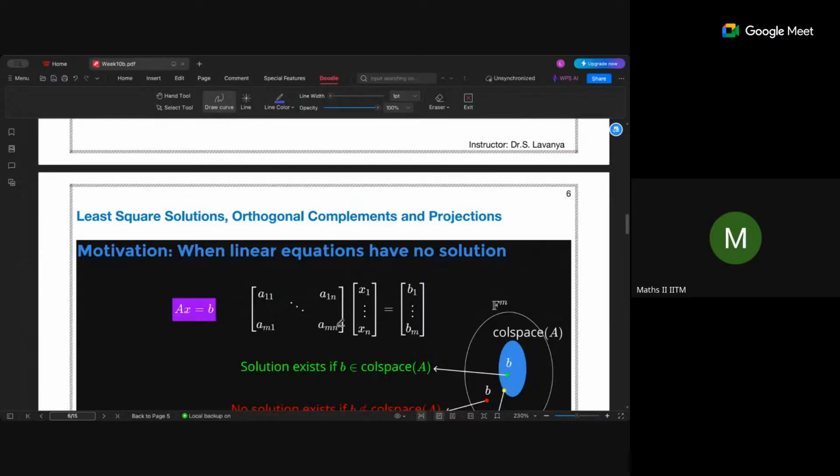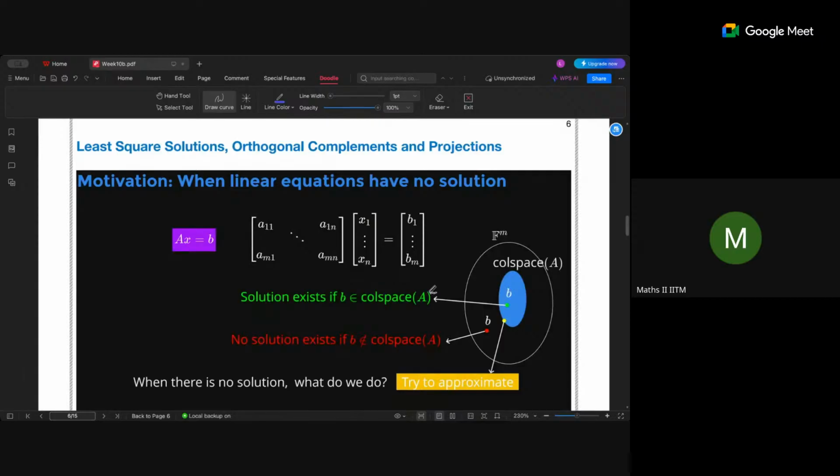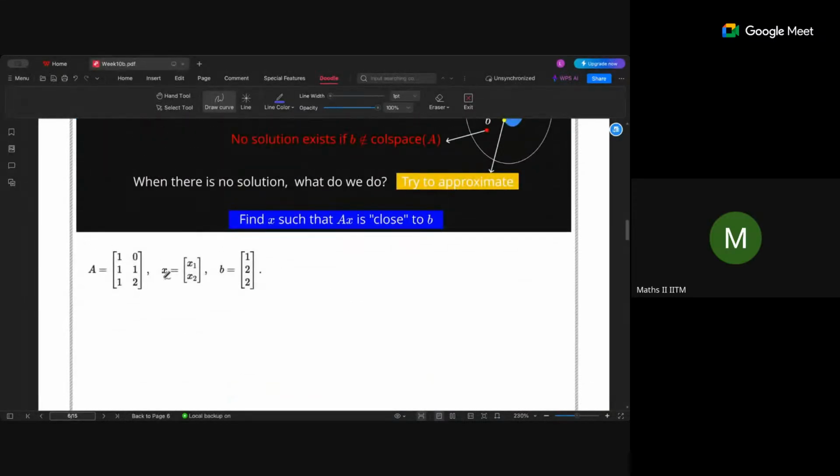Now we have Ax equal to b. We know that there are three possibilities: either the system has a unique solution, or it has infinitely many solutions, or it has no solution. So these are the three possible scenarios. Any question? Okay. So what do we know? Take this example here. Whether (1, 2, 2) belongs to the column space of A. What is the column space of A?